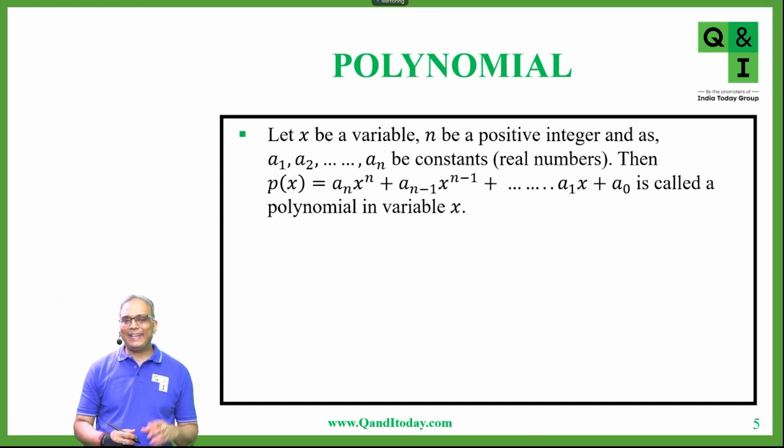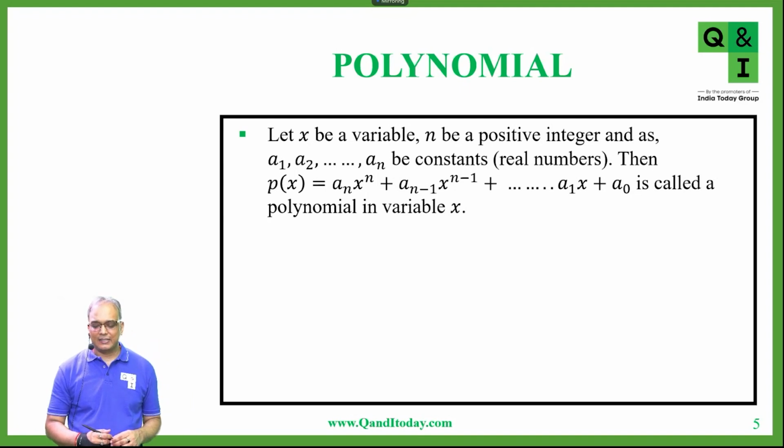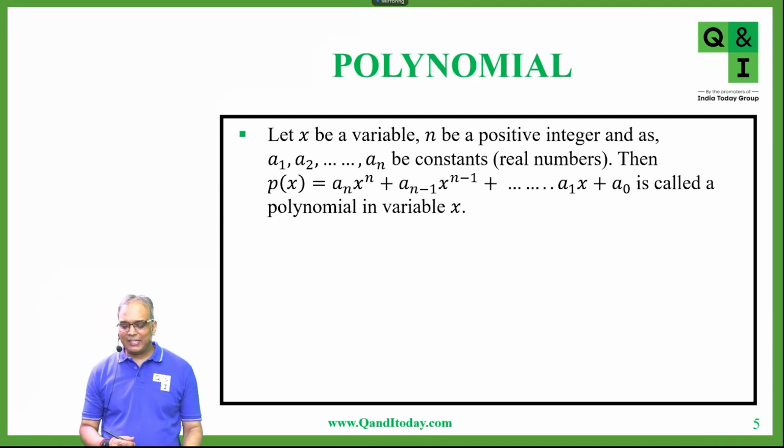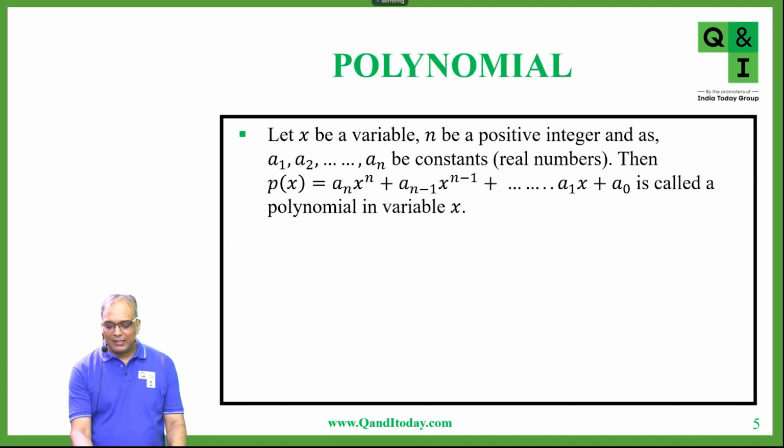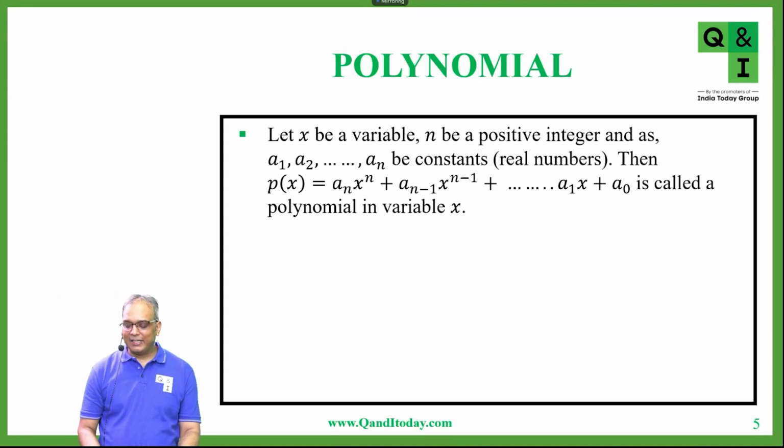So let x be a variable and n be a positive integer. And as a1, a2, up to an be constants, which are real numbers, then the polynomial p(x) can be represented as an x raised to the power n, plus an minus 1 x raised to the power n minus 1, and so on up to a1 x plus a naught. So this is called a polynomial in variable x, meaning a single variable, right?